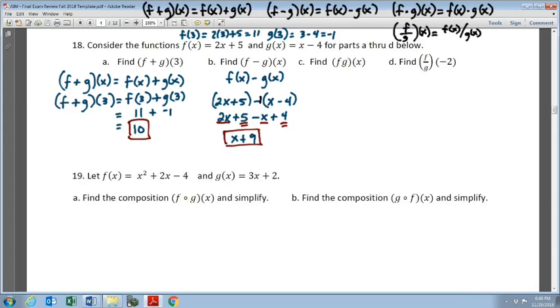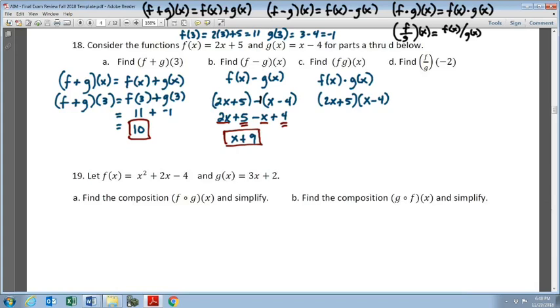So notice when I plugged a number in as an input, I ended up with a number as an output. When I plug in a variable as an input, or some variable expression, I'm going to get an output that's a variable expression, normally anyway. All right, f times g of x, we're going to write as f of x times g of x. So we're going to do the same thing we just did with subtraction, but this time we're multiplying the function f times the function g.